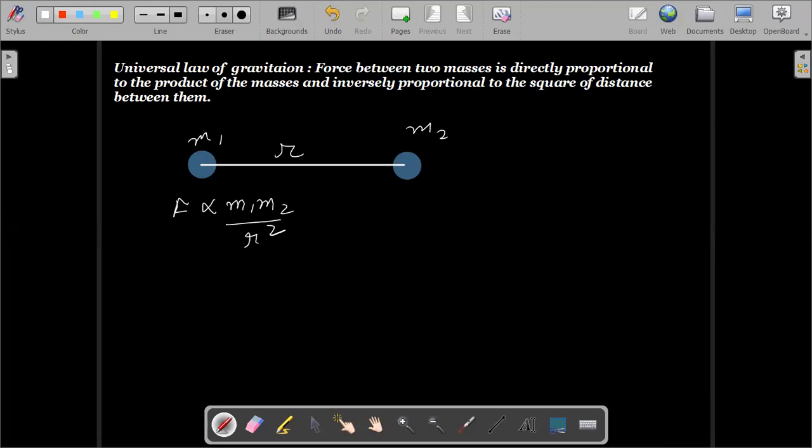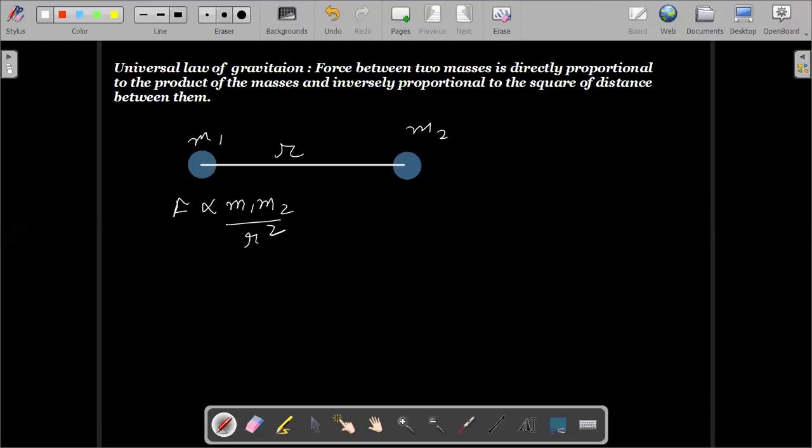So force is directly proportional, and to make it equal, we can now write force is equal to capital G into m1 m2 by r square. In the last class we had studied up to the proportionality, right?